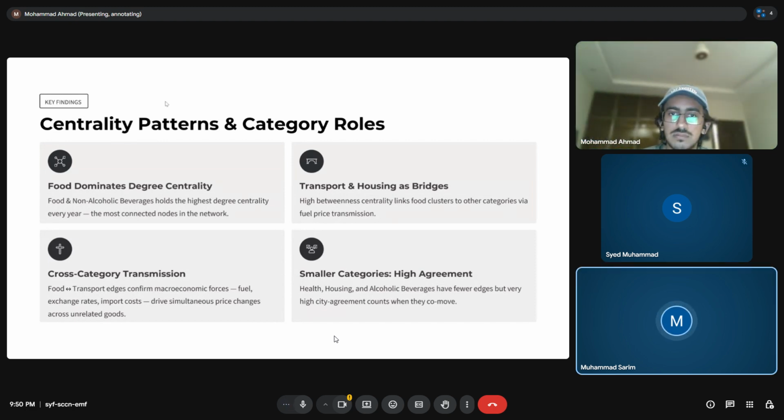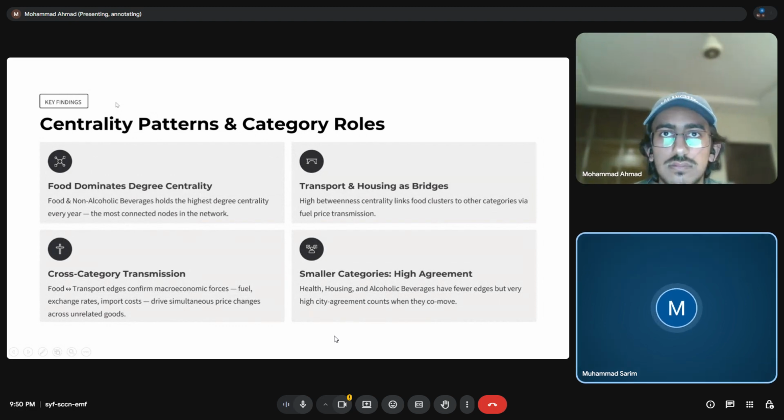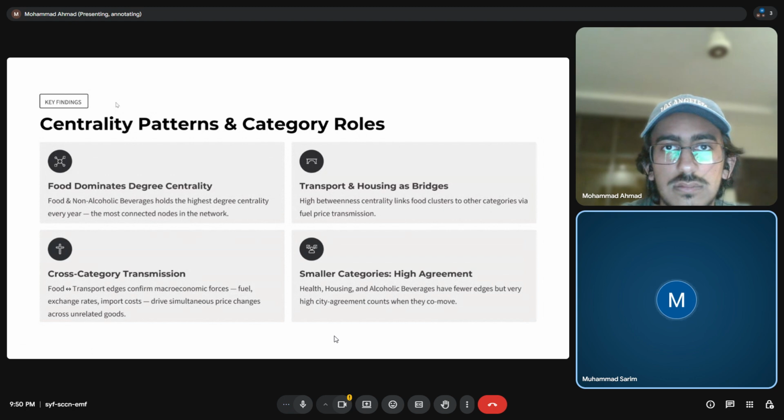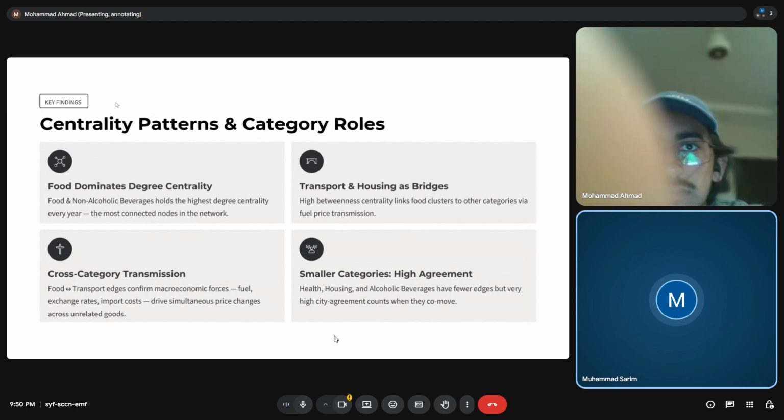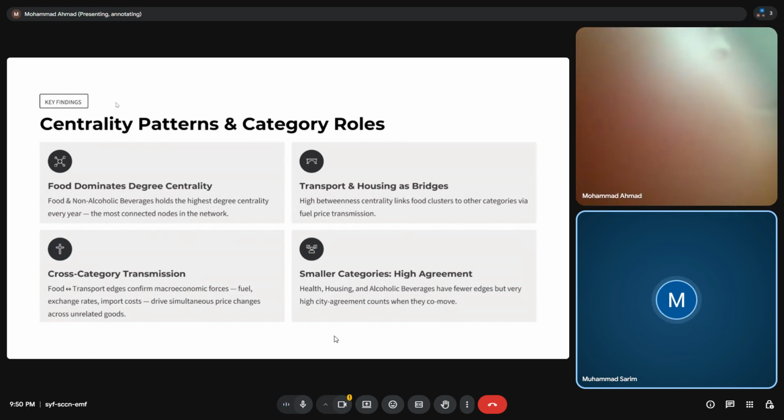Now, a primary example of this related to our discrete project was that items like petrol, high-speed diesel, gas charges, etc. have an extremely high betweenness, even though they don't have the most connections, meaning their degree centrality is low, whereas their betweenness centrality is very high. As a result, they are the connective tissue of the network and are interconnected with everything.